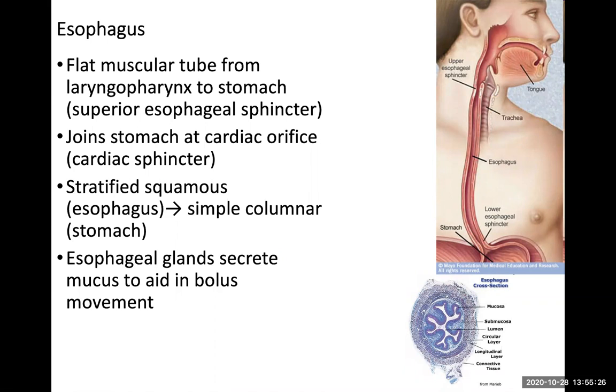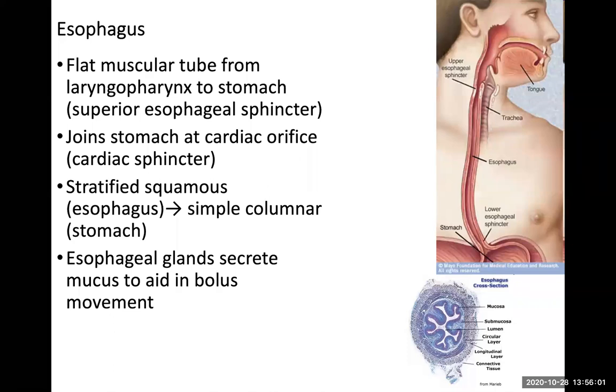The esophagus itself is lined with non-keratinized stratified squamous epithelial tissue, which is a type of tissue that is really well suited to deal with abrasion, because a food bolus often causes abrasion as it's making its way down to the stomach. And then once we get into the stomach, we get this transition from non-keratinized stratified squamous epithelial tissue to simple columnar in the stomach, which is a type of tissue that's really well suited for essentially chemical digestion and some absorption.